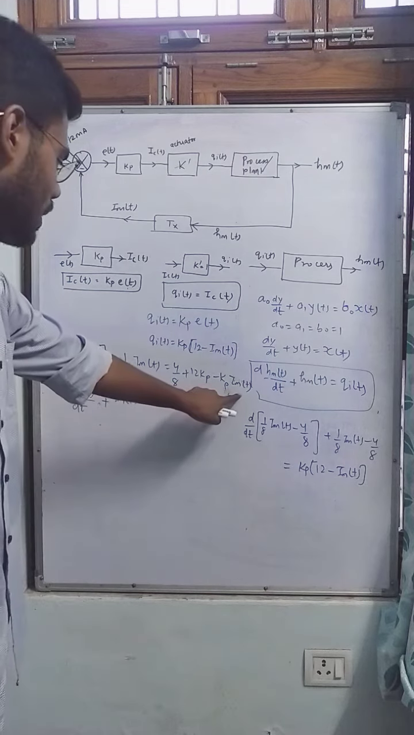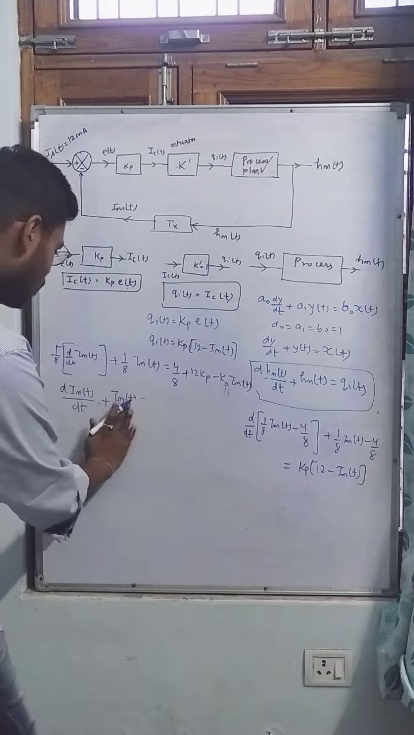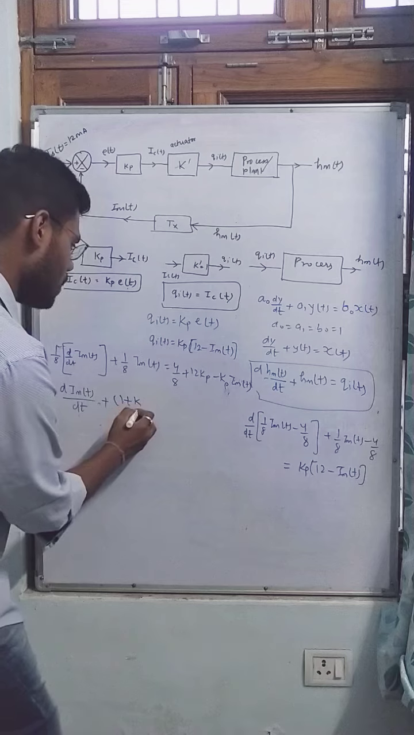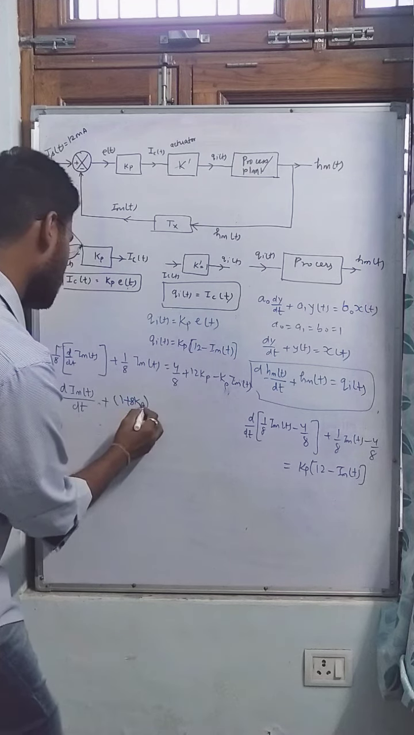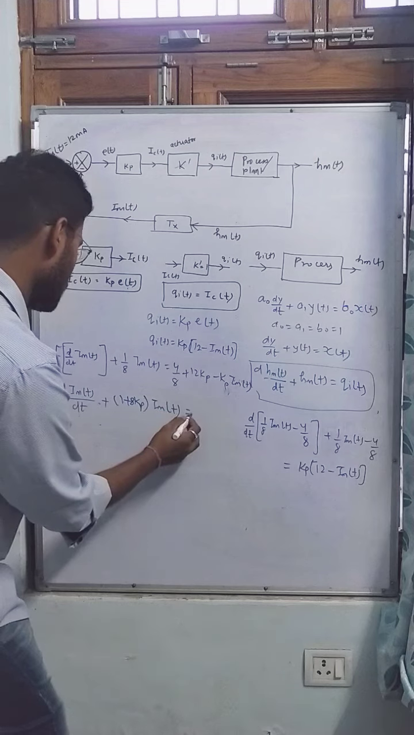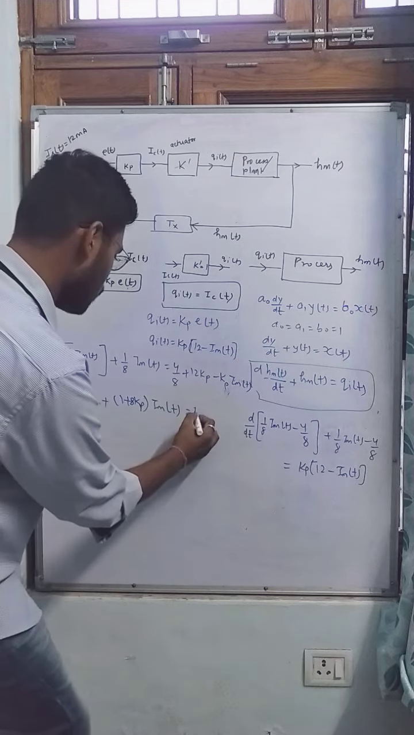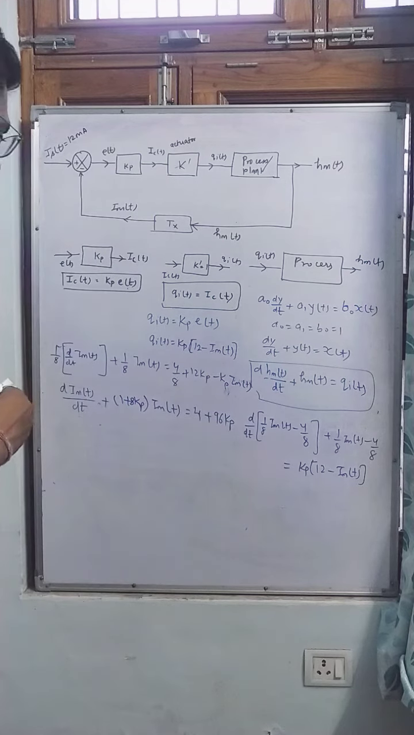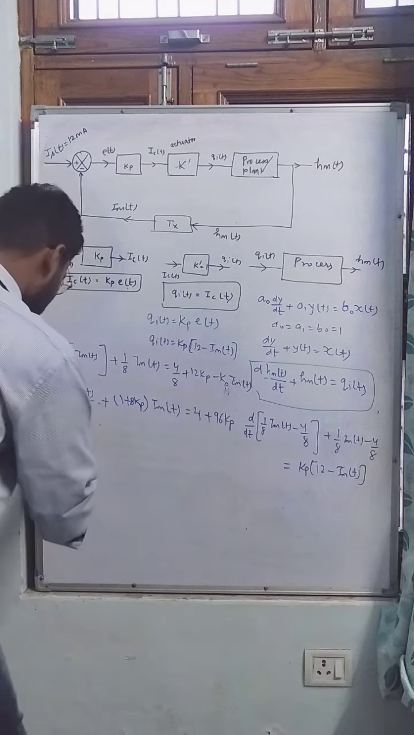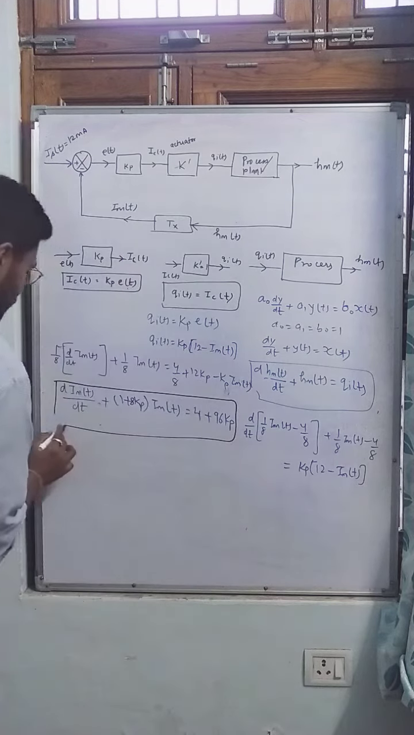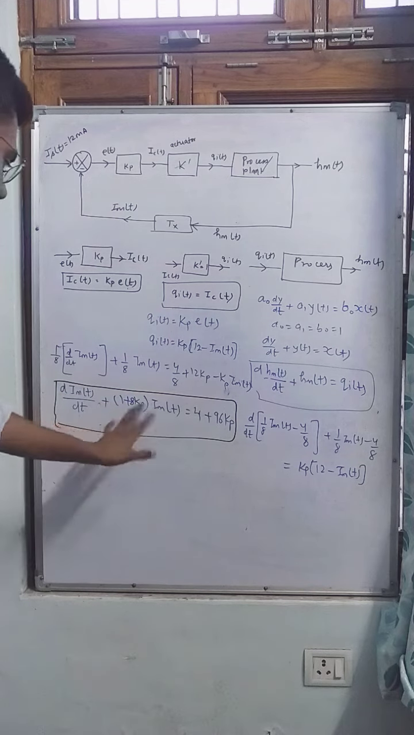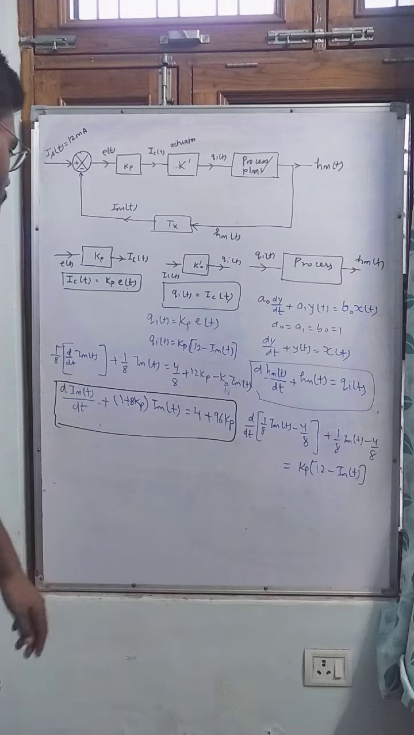One more thing, take this imt part to the right side, so you will get 1 plus 8 kp into imt equal to 4 plus 96 kp. Okay, so this is the equation after arranging all the terms. Fine. Got it or not? I just took LCM as 8 and arranged all the terms. Okay, so note it down.